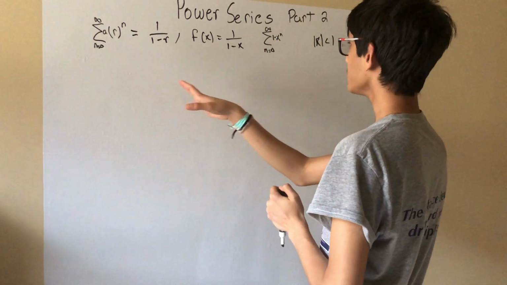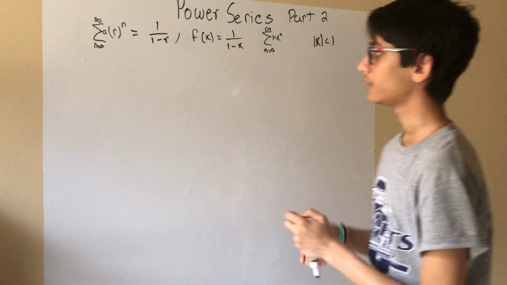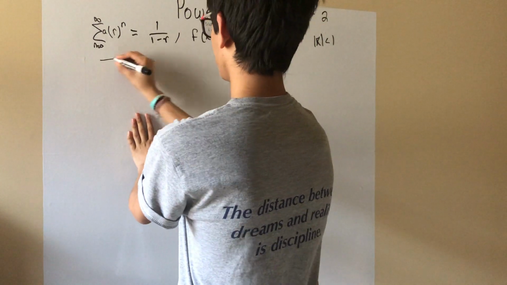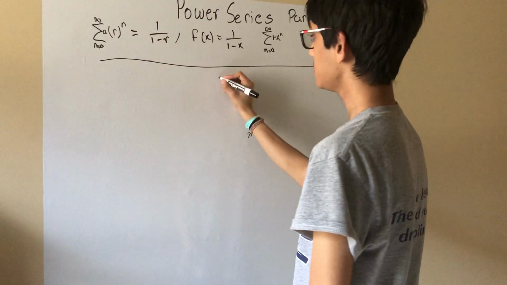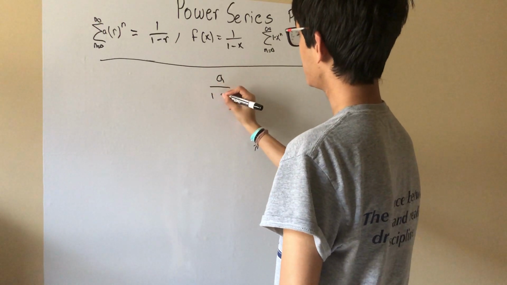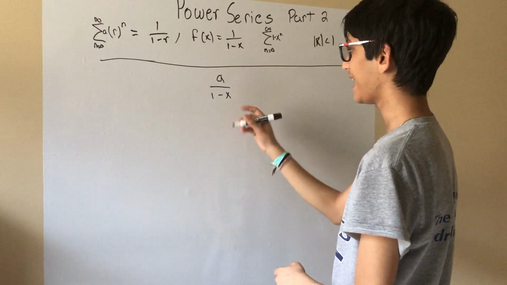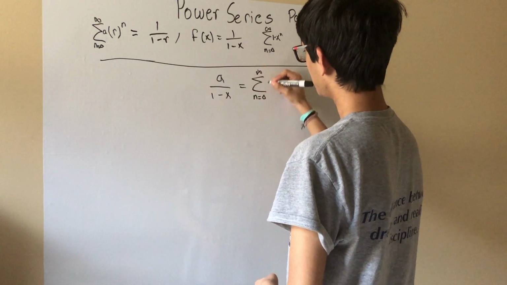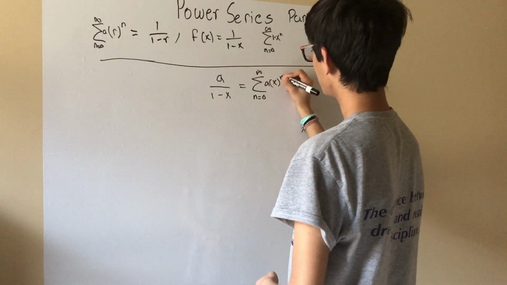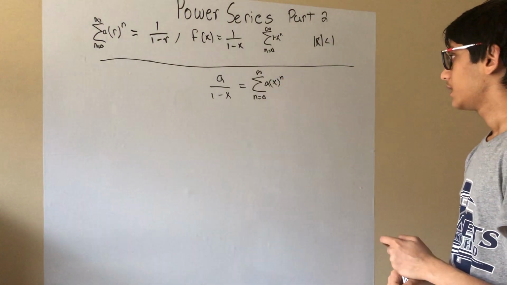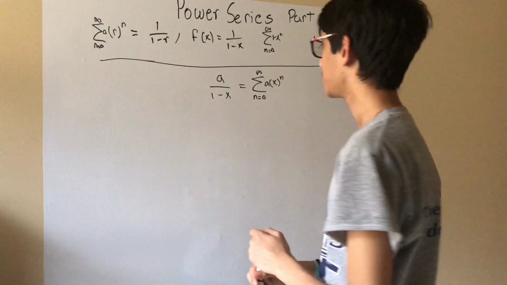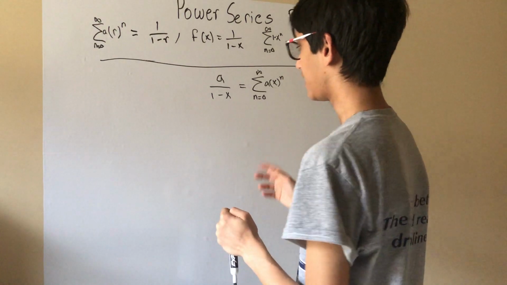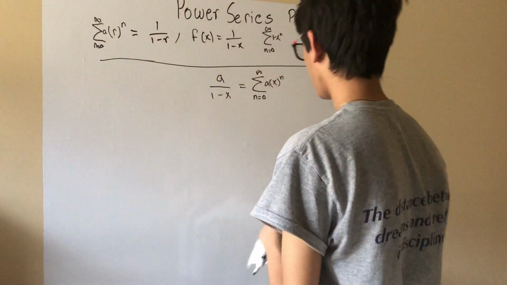So that means that we can rewrite different functions which are in the form of a over 1 minus x, this x value can be anything, as the sum from n equals 0 to infinity of a x to the nth. And that would help us because then we know the radius of convergence for this and what the value is and all of that. So let's start off with an easy problem.